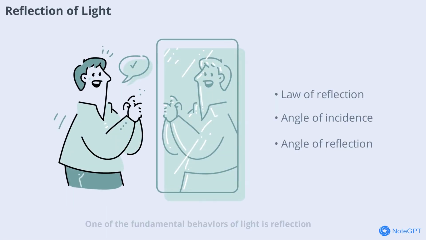One of the fundamental behaviors of light is reflection. When a light ray strikes a smooth surface like a mirror, it bounces back according to the law of reflection. This law states that the angle of incidence is equal to the angle of reflection. Mirrors are a classic example of how we use reflection in optical instruments, allowing us to redirect light and form images. Understanding reflection is key to grasping how devices like periscopes and kaleidoscopes function.